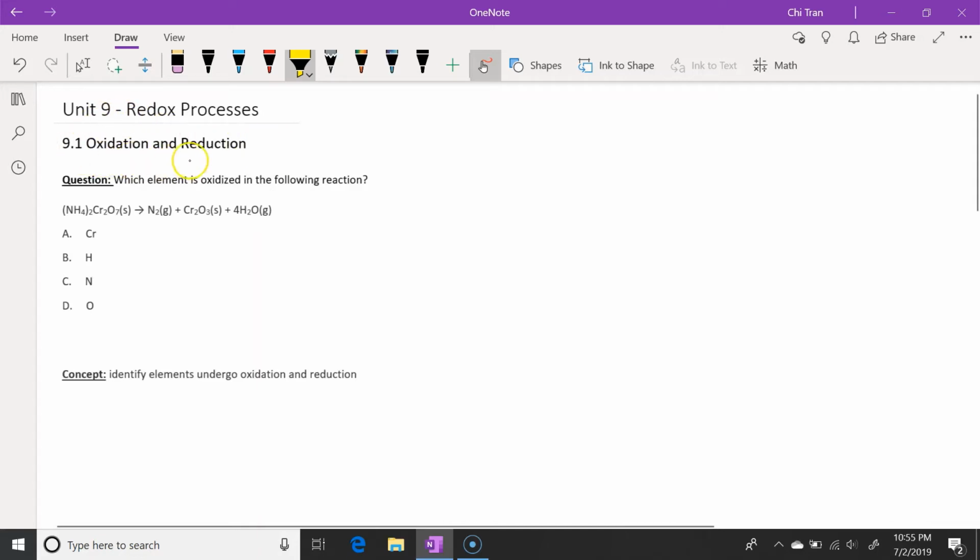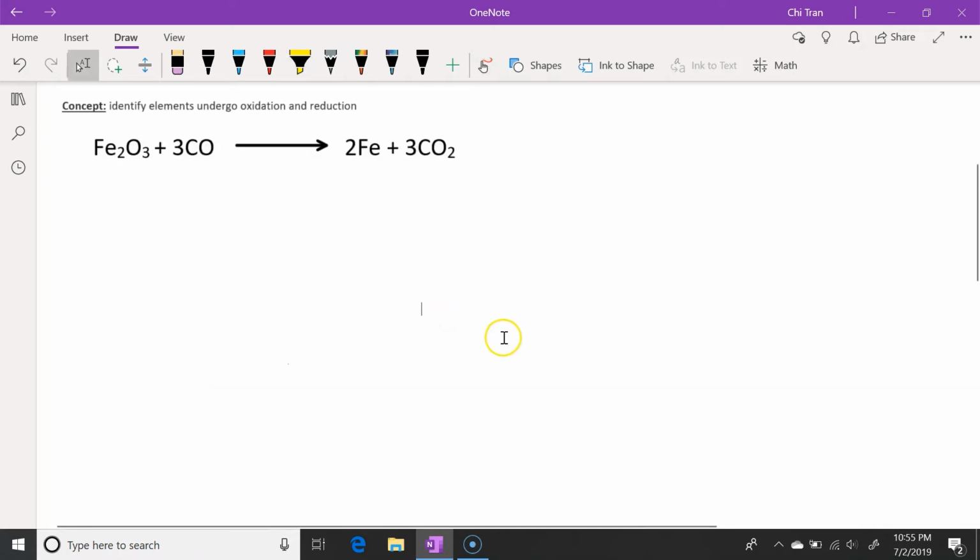This video is about oxidation reduction. The keyword in the question is oxidized. And the concept in this question is how to identify elements undergoing oxidation and reduction. Let's look at this reaction as an example.